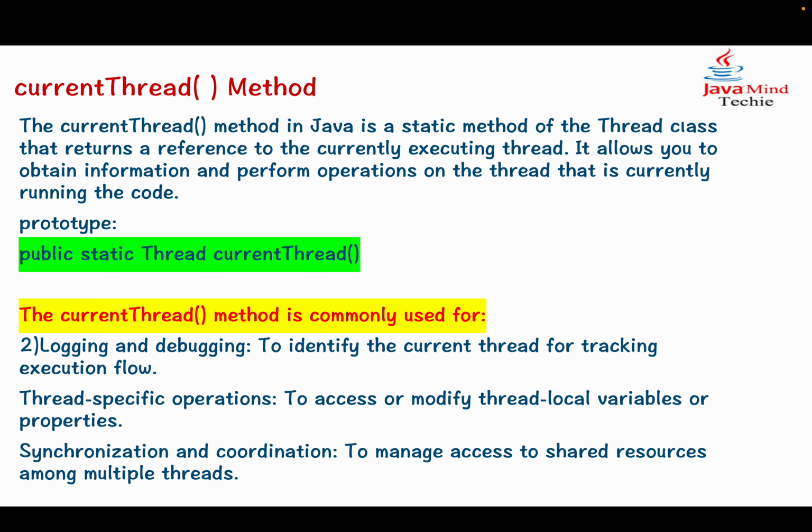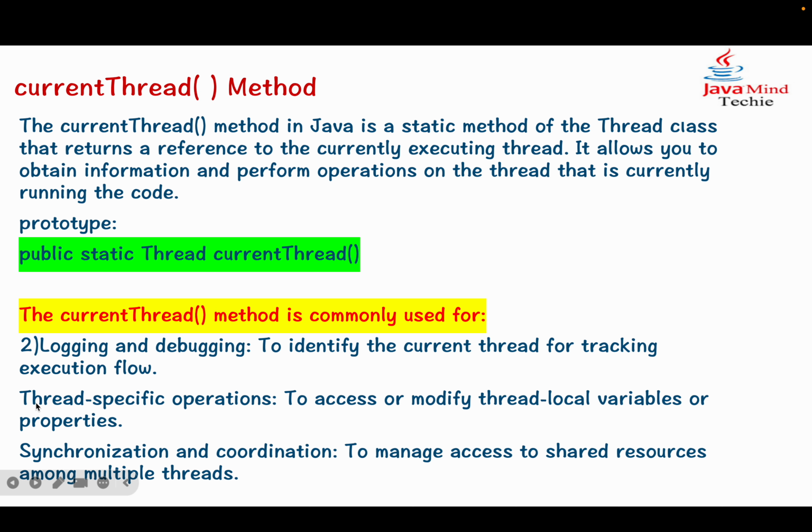That means you can get the name of the current thread with getName, and you can set the name too. All these things you can do with the help of the currentThread method. Then, what is the commonly used behavior? Why are we going to use the currentThread method? For logging and debugging: to identify the current thread for tracking execution flow.